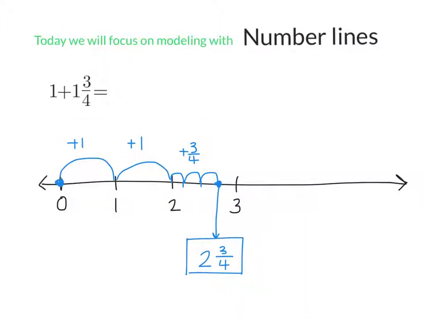Today, though, we're not going to think about tape diagrams. We're not really going to be focusing on rectangular fraction models. We are going to focus on modeling using number lines. So here's that same problem. 1 plus 1 3/4. A number line is just a line with numbers on it. There's arrows on both ends. I want you to notice that, because lines go on and on and on.